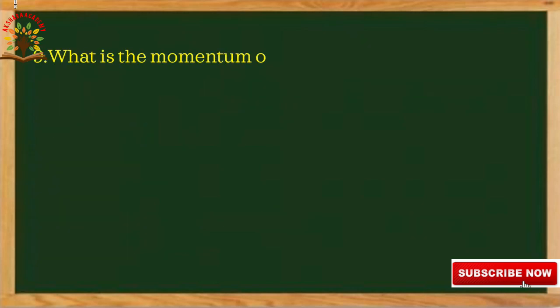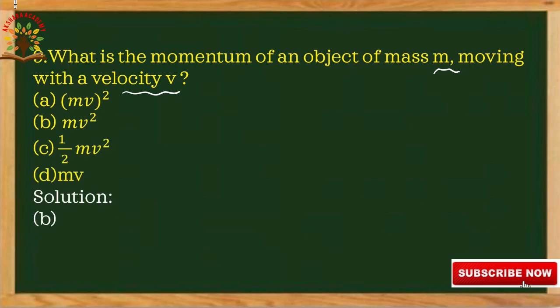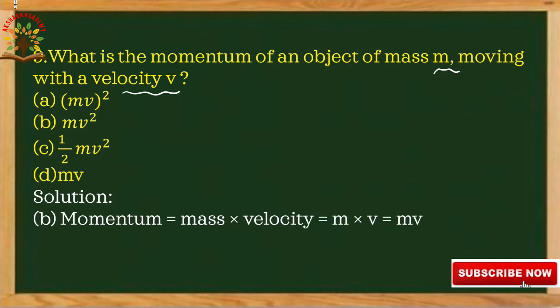What is the momentum of an object of mass m moving with a velocity v? Here in this, options are given. A is (mv) whole square, B is mv square, C is 1 by 2 mv square, and D is mv. In these four options, which is correct? Now we'll go to the solution.